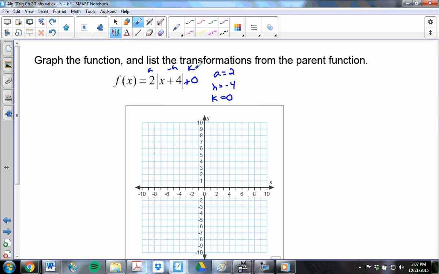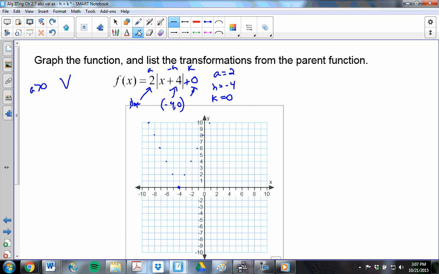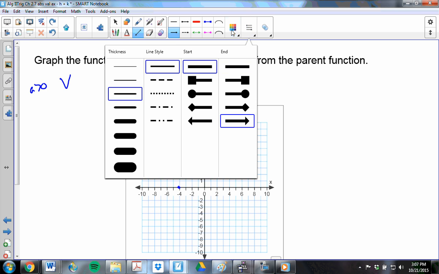Well, the vertex then is at (-4, 0). That's what this is telling me. Again, I know it's a plus, just trust me, it switches. And the slope is now 2. So from this point I can go up 2 right 1, and up 2 left 1. I know the graph is pointing up because the a value is positive. This graph points up because a is greater than 0. And it's going to look kind of like this.